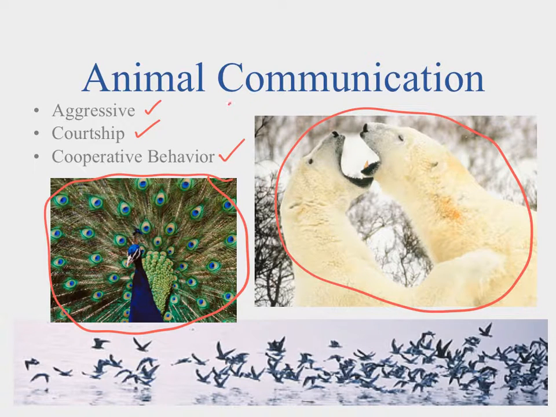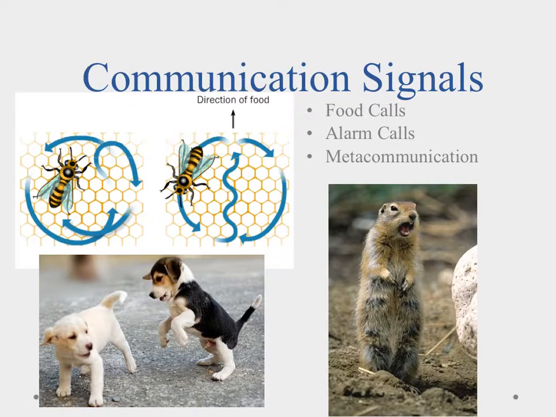So we can see how this communication in animals, this ability for them to talk to one another and work together or work against one another, all of these behaviors kind of work out that way. And that's what we're talking about when we say animal communication. Now, when animals communicate, they send out signals, and these signals can be for different things. We have a couple examples here that we'll go through.